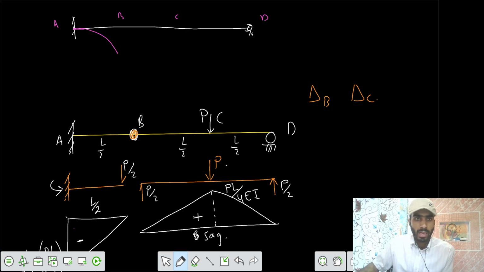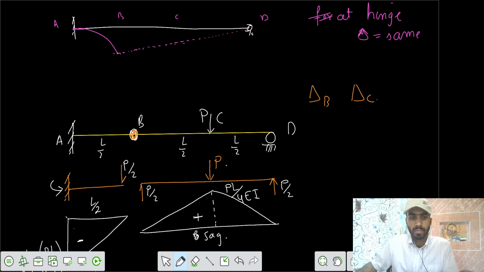After that, we know that at an internal hinge, delta should be the same between the two segments. Delta is the same on both the segments. If this is delta here, then this part also has to go down by the same amount, such that the connection is valid till that point also. You have to ensure that the connection is as it is.